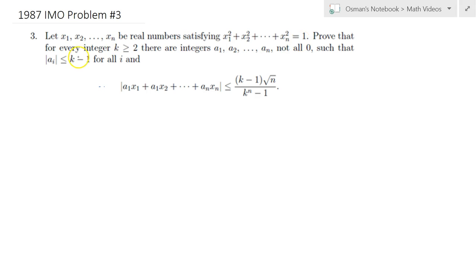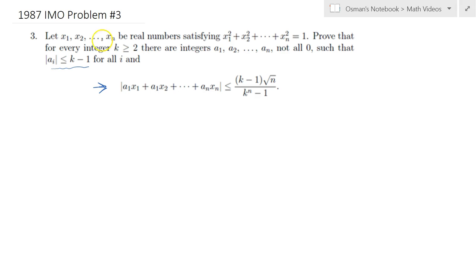We would like to show that for every given k greater than or equal to 2, there exist integers a sub 1 through a sub n, not all equal to 0, such that the a sub i's are bounded by this condition and they also satisfy this weird inequality.